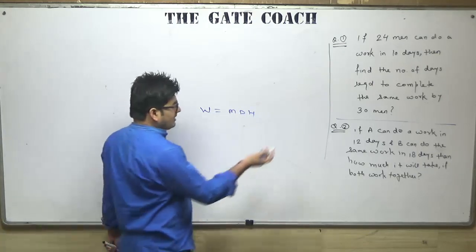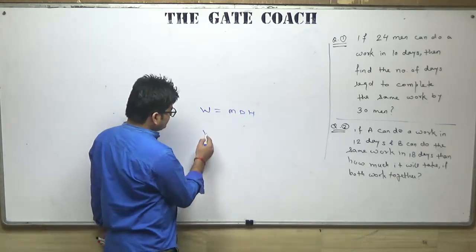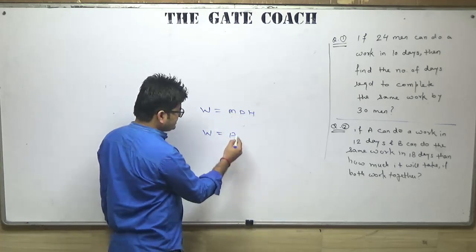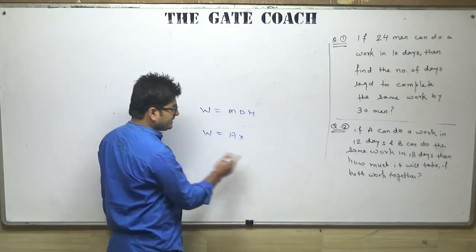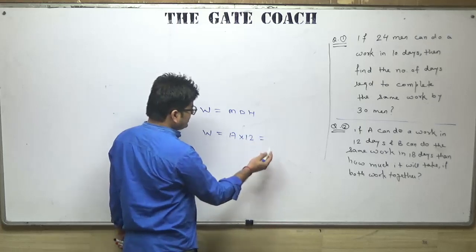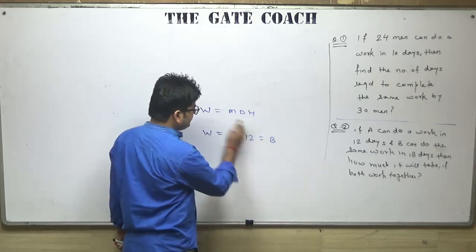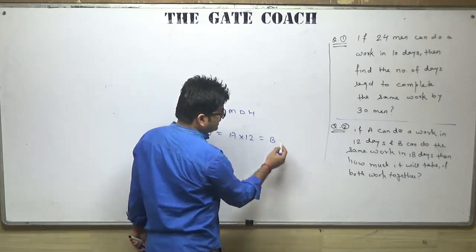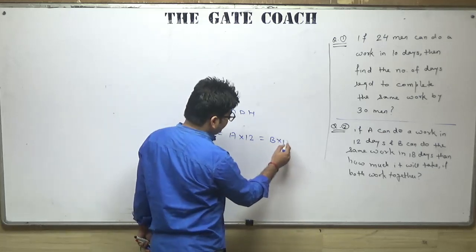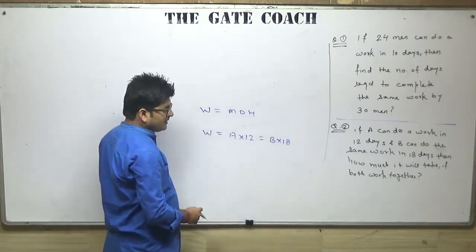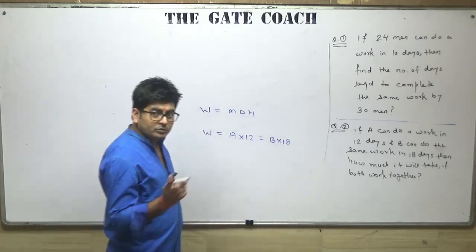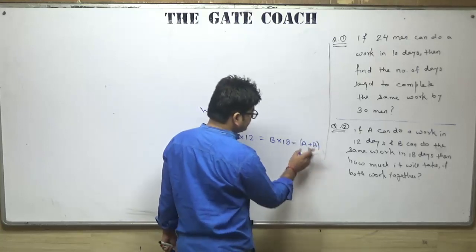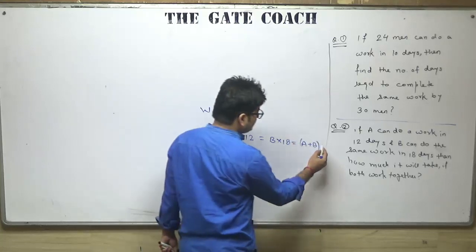We know that work can be calculated by MDH. If A can do a work in 12 days, we are talking about a work. This man is A for us. He is doing the same work in 12 days. Now the person is B, so we will replace this number of people by B, and he is doing the same work in 18 days. So how much time will it take if both work together? A plus B दोनों कर रहे हैं, and how much time will they take?